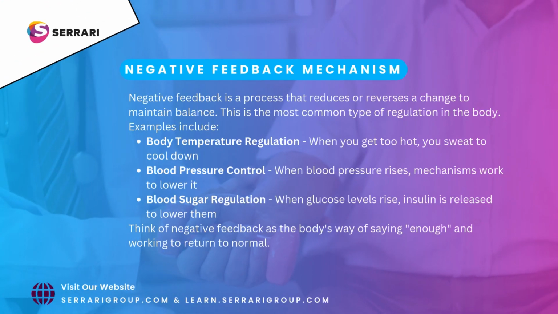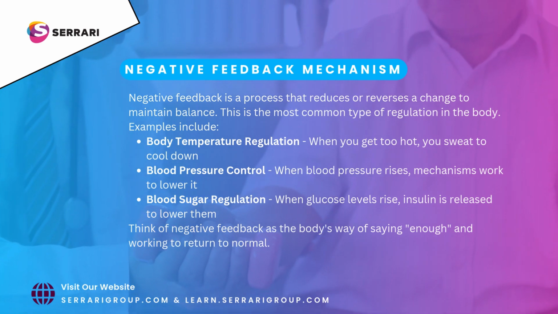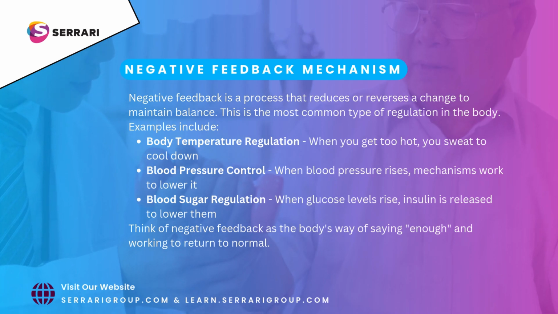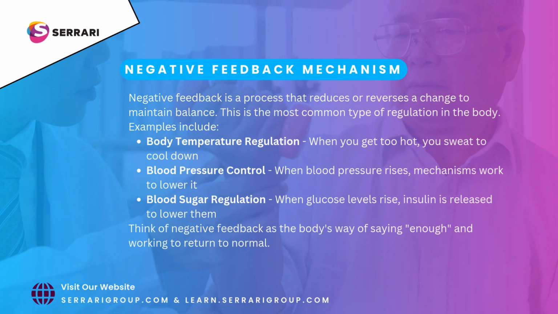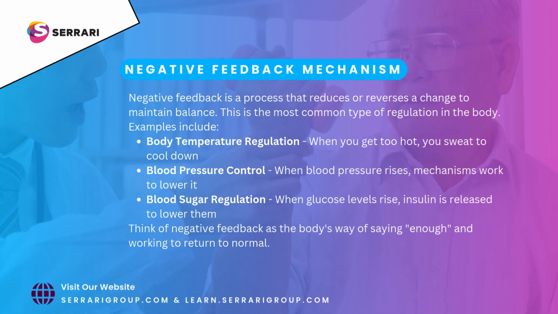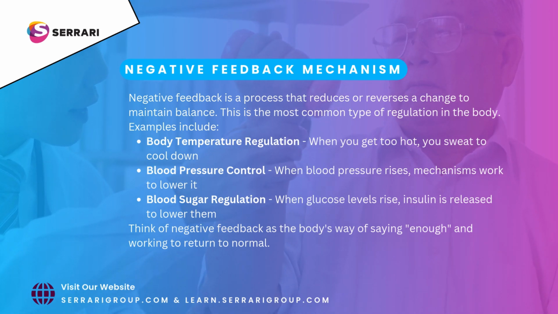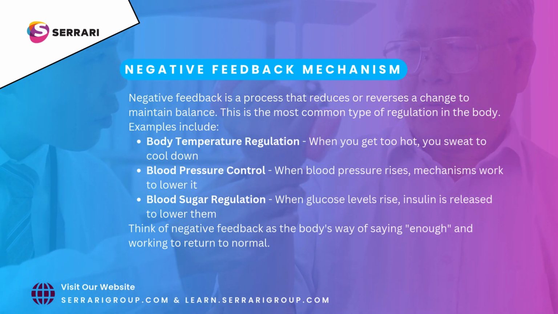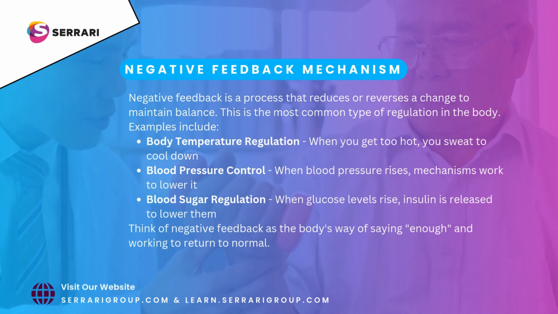Negative feedback mechanism. Negative feedback is a process that reduces or reverses a change to maintain balance. This is the most common type of regulation in the body. Examples include body temperature regulation. When you get too hot, you sweat to cool down. Blood pressure control. When blood pressure rises, mechanisms work to lower it. Blood sugar regulation. When glucose levels rise, insulin is released to lower them. Think of negative feedback as the body's way of saying enough and working to return to normal.